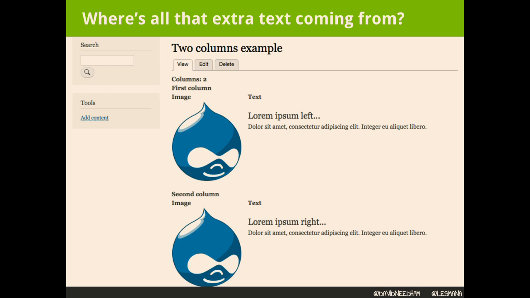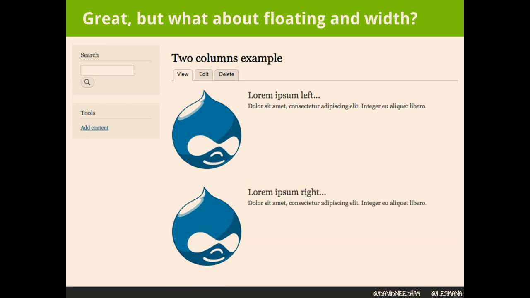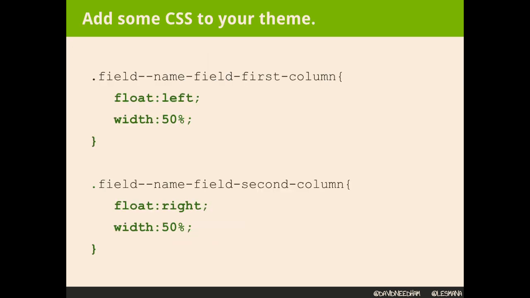So here's what it looks like when you get rid of the labels. Quite a bit better, but it still isn't quite what we're looking for. Two-row layout? Yeah, two-row layout. That's good, right? No. So in this case, this is where we jump into the theme a little bit and we add some code.